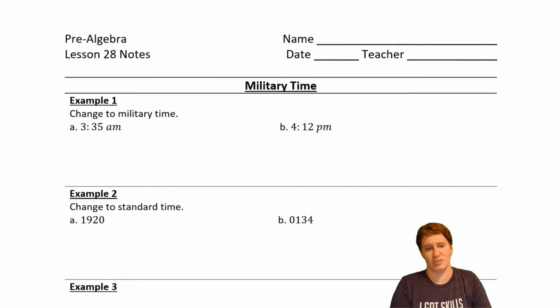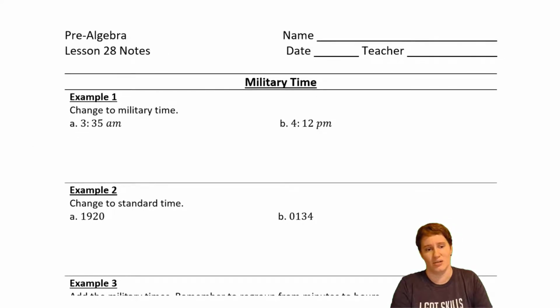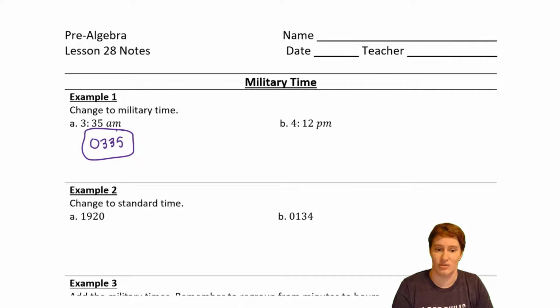So our first example here, we're going to change 3:35 a.m. to military time. Since it's a.m., that means we don't add 12 to the hours. We just say this is going to be 0335. That is the military time equivalent of 3:35 a.m.